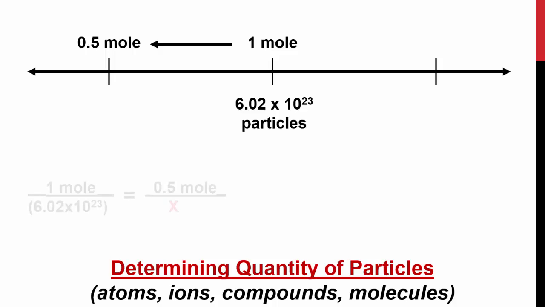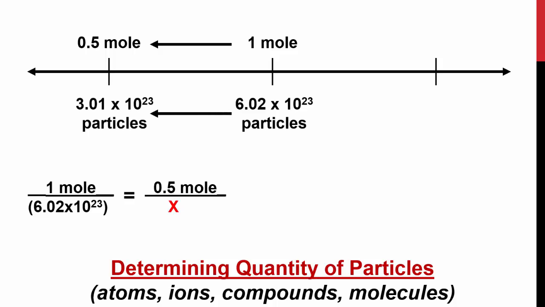Let's set up a ratio. If 1 over Avogadro's number is equal to 0.5 moles over x, we just have to cross multiply to figure out what our new number is, which means that we have 3.01 times 10 to the 23rd particles. Notice as 1 mole is going to half a mole, smaller, Avogadro's number is also decreasing by half. There's no magic behind this. This is a great way to check your answers. If something is already getting smaller, then your anticipated answer should also get smaller.